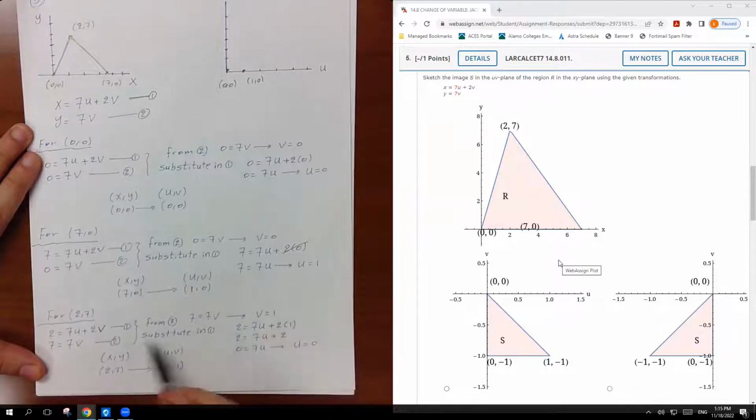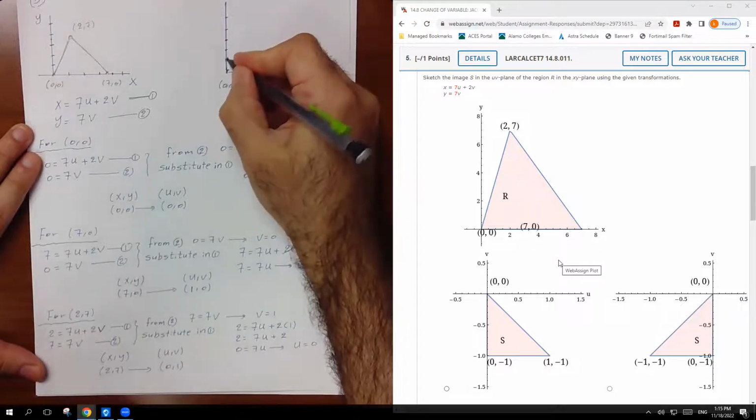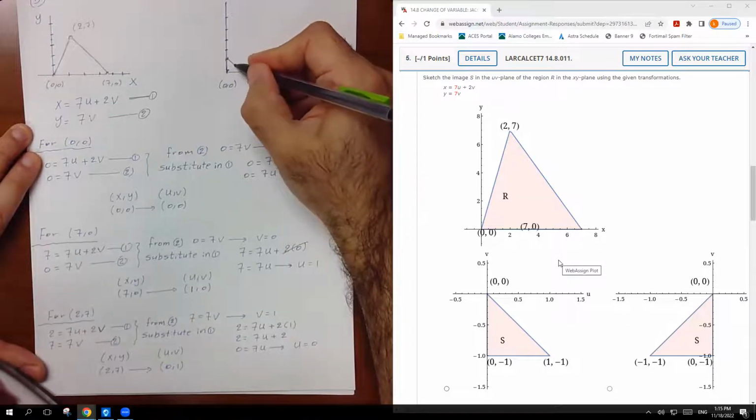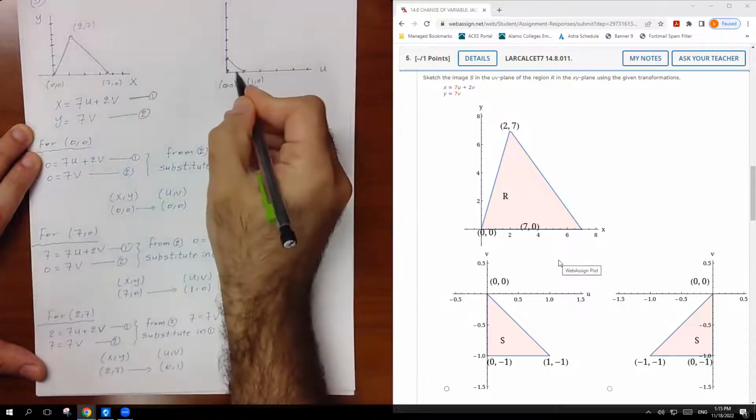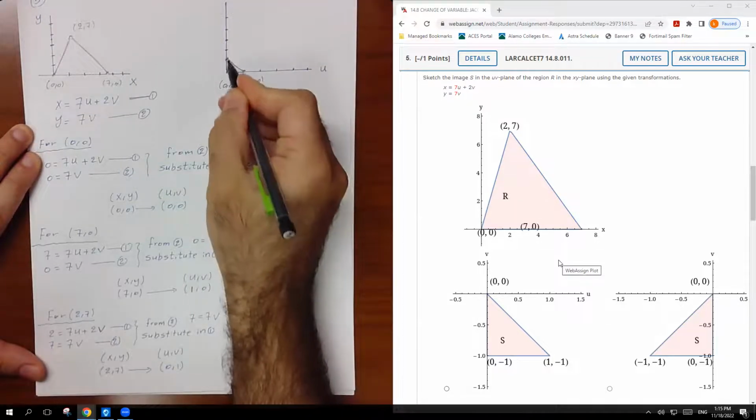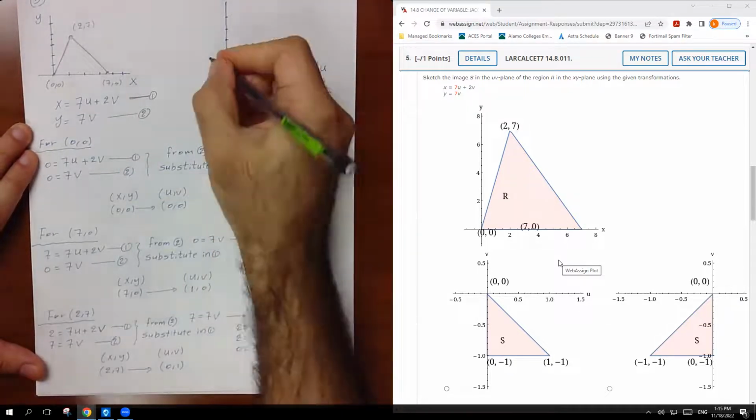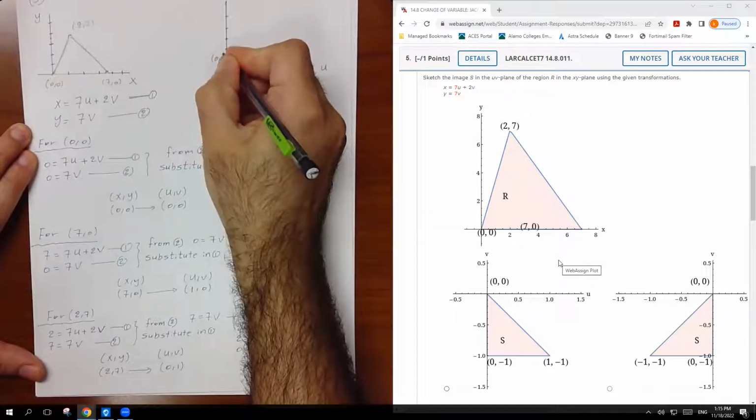Substitute V equal 1 in the first equation. So 2 equals 7U plus 2 times 1. This is 2. Move the 2 to the other side. So 0 equals 7U. That means U equals 0. That means 2, 7 in the XY plane became 0, 1 in the UV plane. 0, 1. So our graph on this plane is going to be like this. This point is going to be 0, 1.